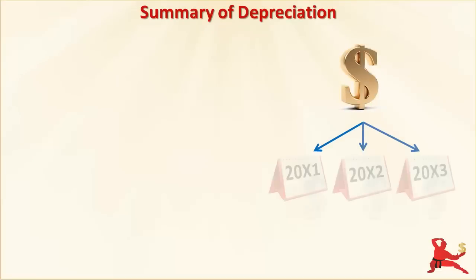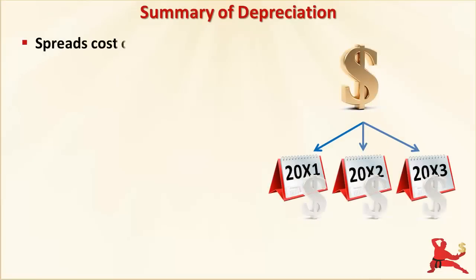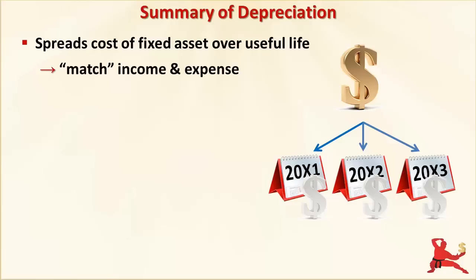Let's do a quick recap of the key points covered in this video. Fixed assets are items like land and buildings, plant and equipment, cars, and so on, which are used by a business to produce income over an extended period of time. Depreciation spreads the cost of the investment in a fixed asset over its useful life. This is a way of matching income with the cost of using that asset to generate that income.